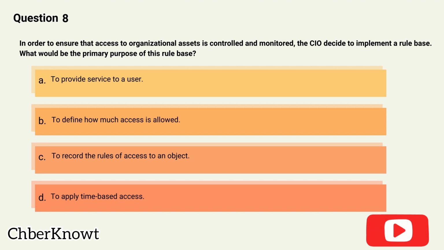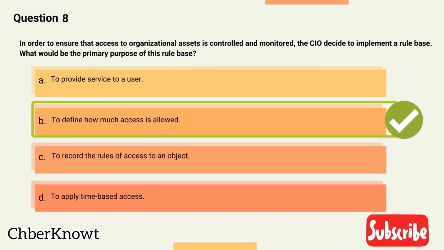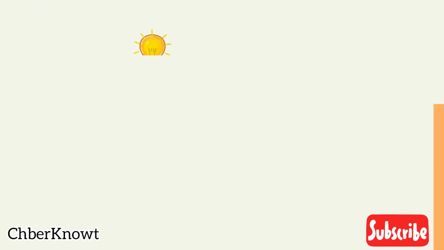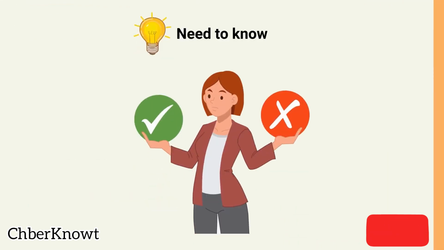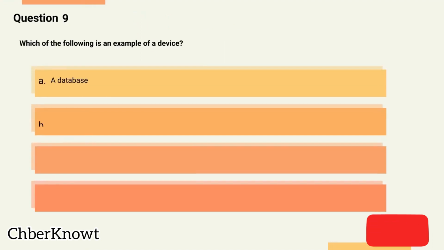The correct answer is Option B. To define how much access is allowed. Explanation. A rule base is a set of rules that is used to control access to organizational assets. The rule base specifies the access permissions that are granted to a subject, such as a user or group, for a specific object. Question 9.